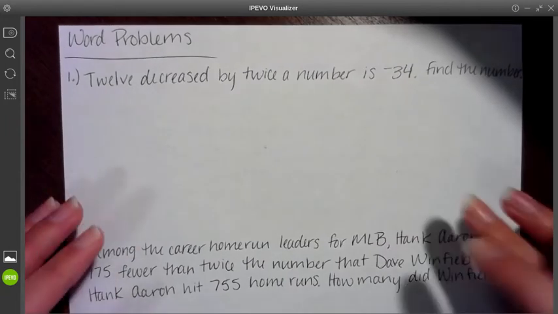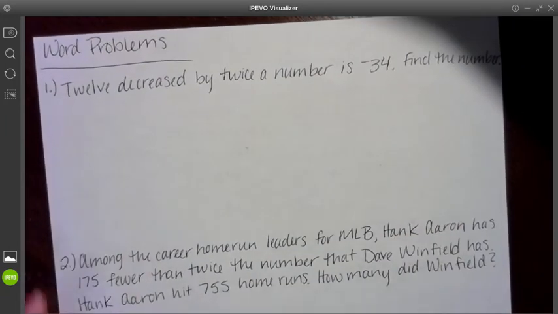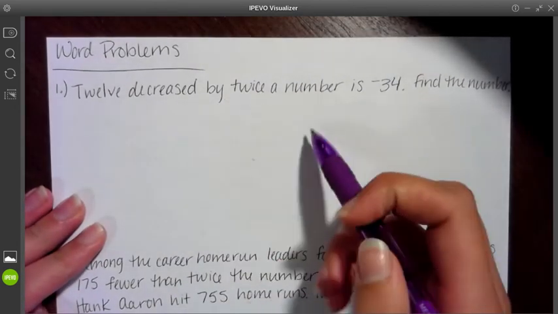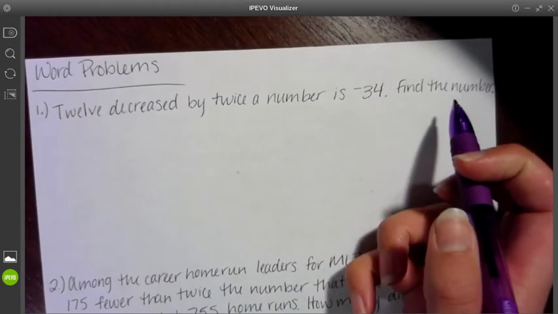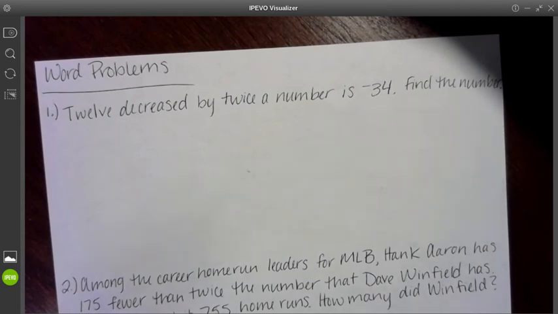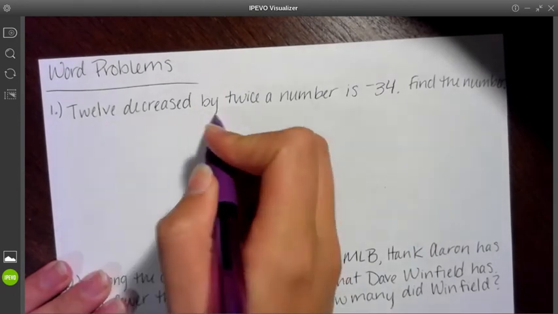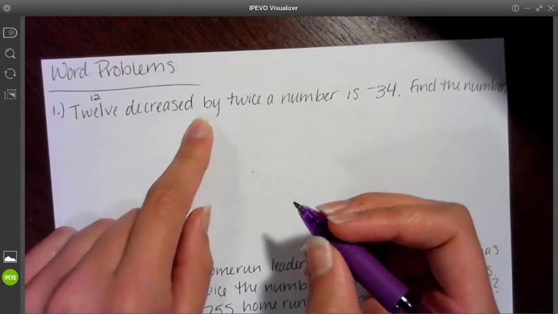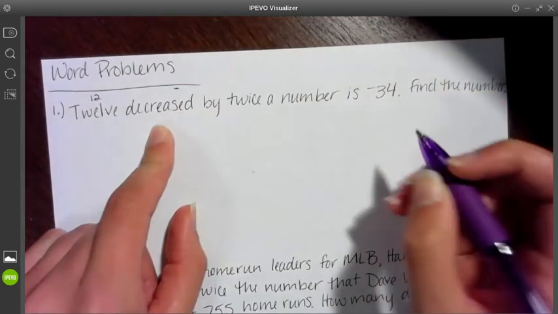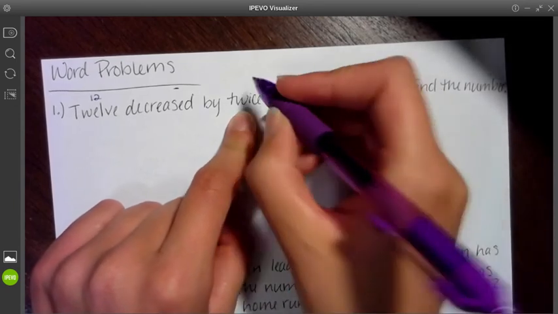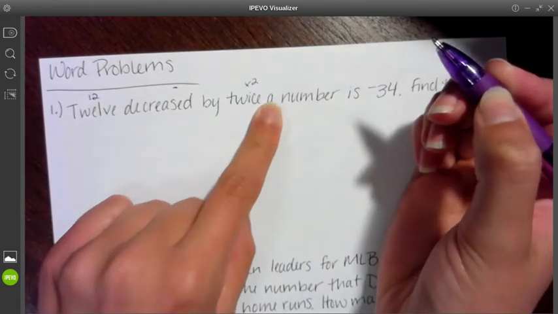word problems. Everyone's favorite, I know. Okay, this first one shouldn't be too crazy difficult. So it's 12 decreased by twice a number is negative 34. Find the number. Okay, so we need to take this word equation and make it into a mathematical equation, right? We need this in numbers. So 12 decreased by twice a number. 12 is the number 12. Decreased by, that's subtraction. Twice a number would be doubling a number, and when you double a number, you're multiplying by 2.